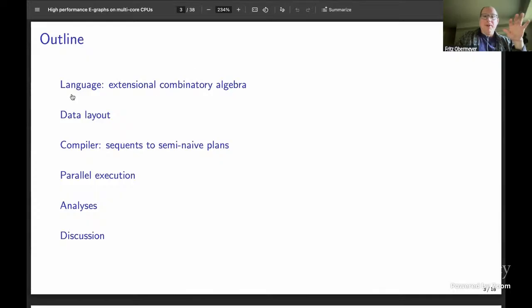Okay, so I'll start by talking about the language I'm interested in, and then ask you to have patience as I describe the data layout. Most of the work in the engine is about making sure it's cache friendly and having locality, temporal and spatial locality. Then, given the data layout, I'll go through some particular rules, compiling sequent rules down to semi-naive like query execution plans. That'll build up an idea of single-threaded operation.